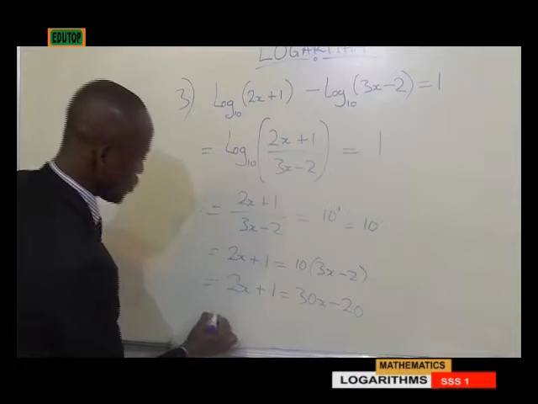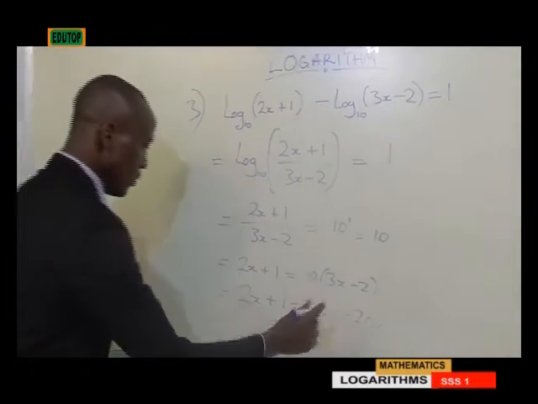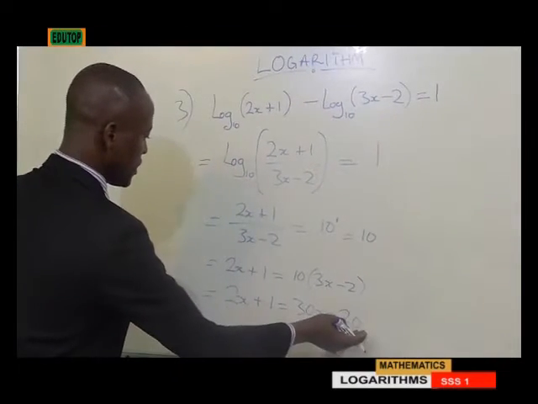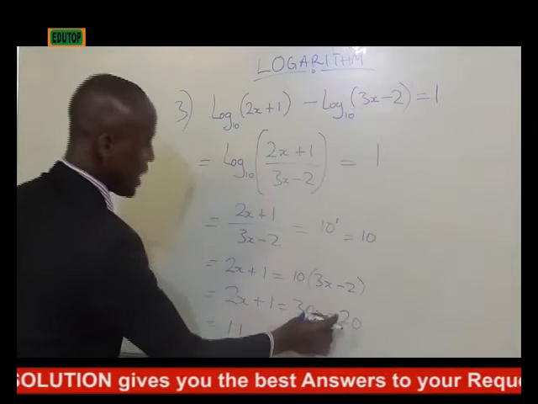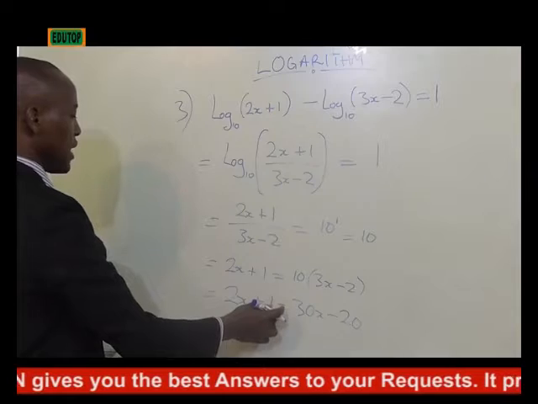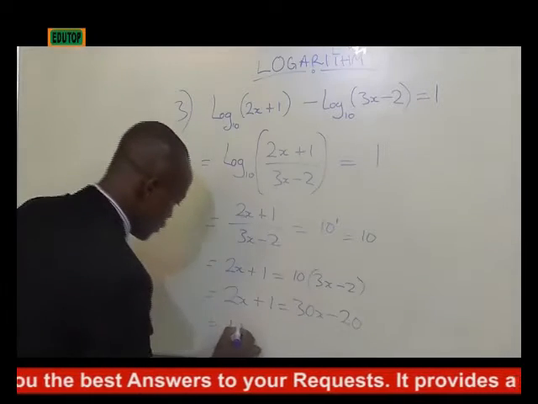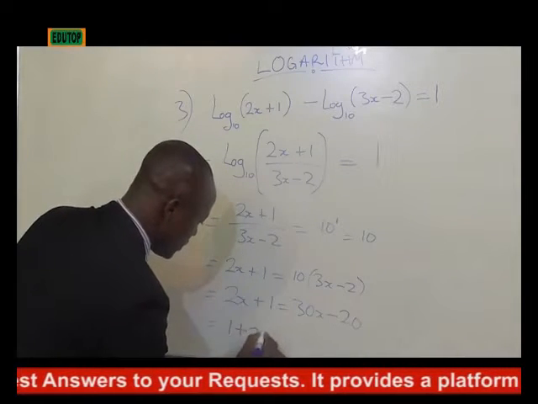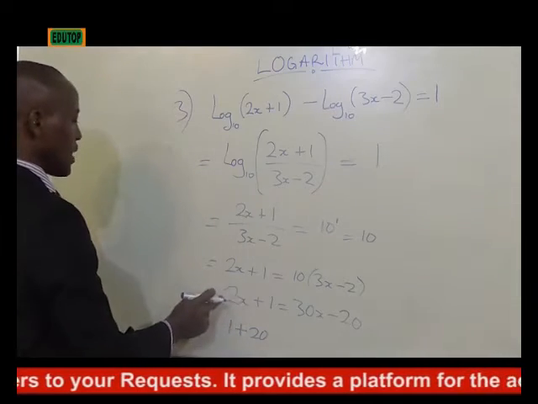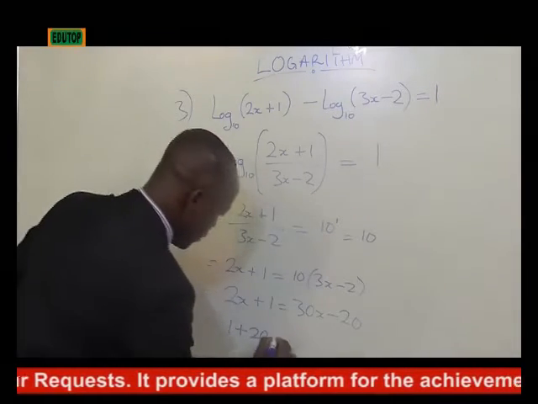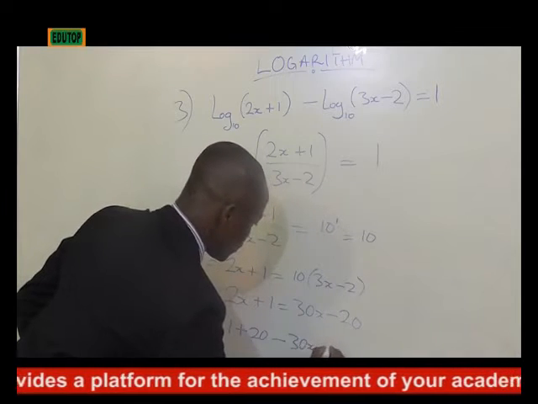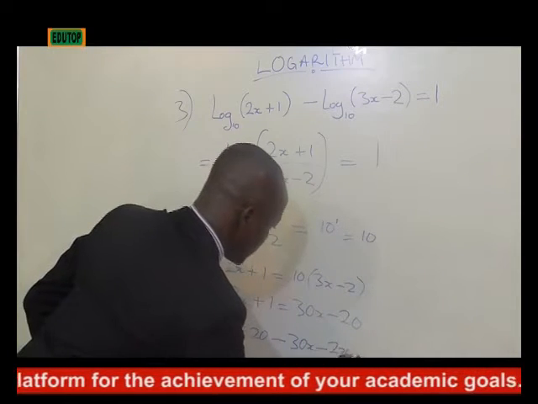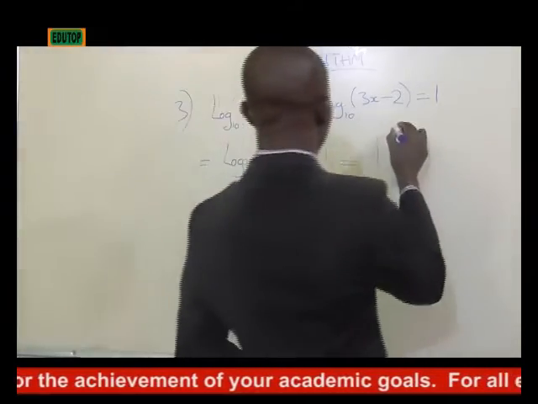Now we'll be taking this 2 to this side and bringing this 20 to this side. So that will be 1 plus, by the time this minus 20 is crossing the equal to sign, it will become plus. That will be plus 20. By the time this plus 2x is crossing, it will become minus. So that will be 30x minus 2x.